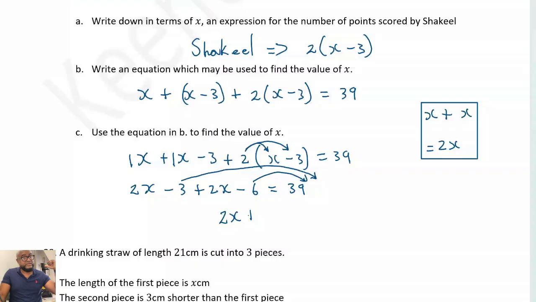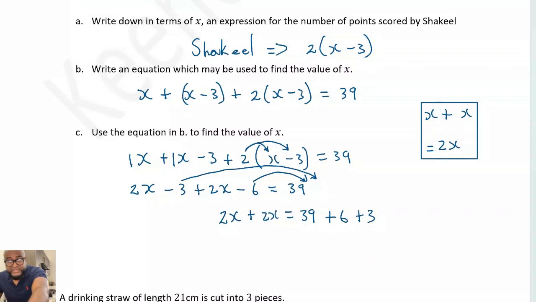2x plus, put back the equal sign, put back the 39 because the 39 didn't go anywhere. Right? What comes here now? Plus 6. Everybody good there so far? Right? That makes it look a little easier.